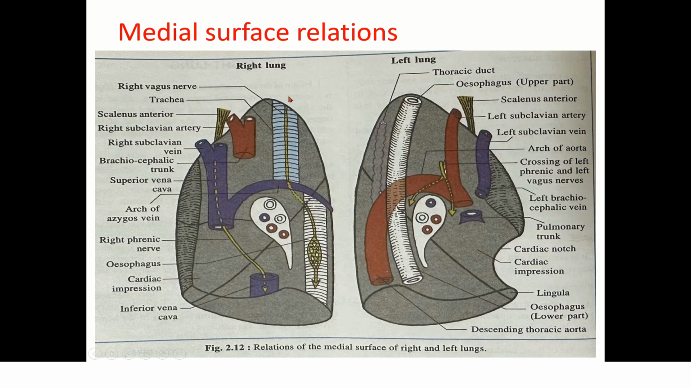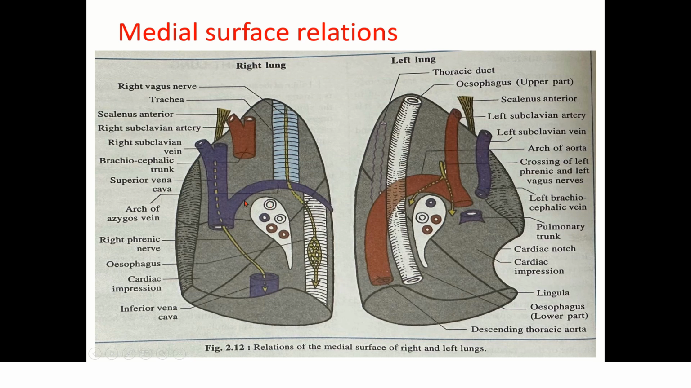As you see here, this is the mediastinal surface of the right lung. You can see here, this is the hilum. This will be the eparterial bronchus, this will be the pulmonary artery, this will be the principal bronchus, and this will be the lower pulmonary vein. From anterior to posterior, superior pulmonary vein, pulmonary artery, and the principal bronchus.